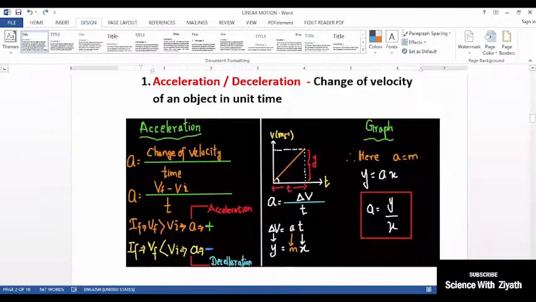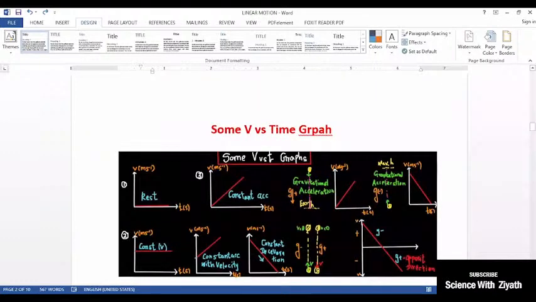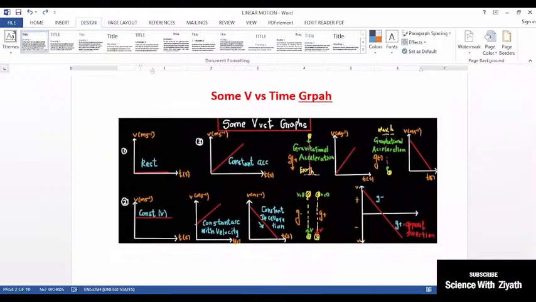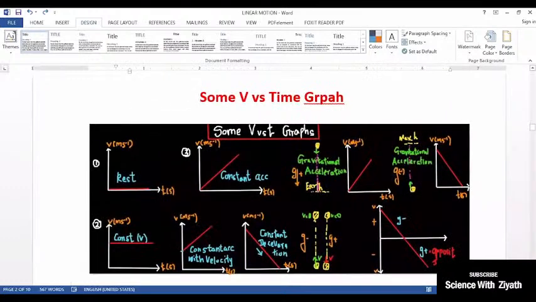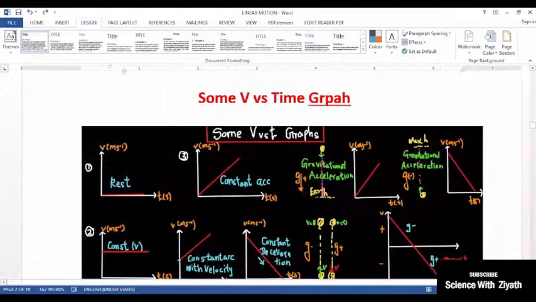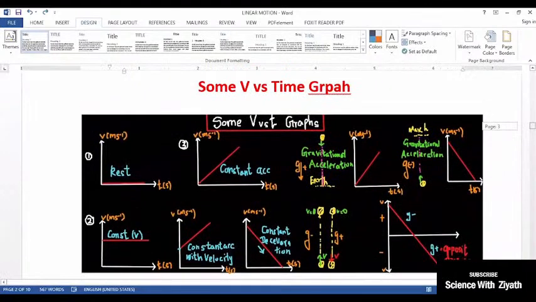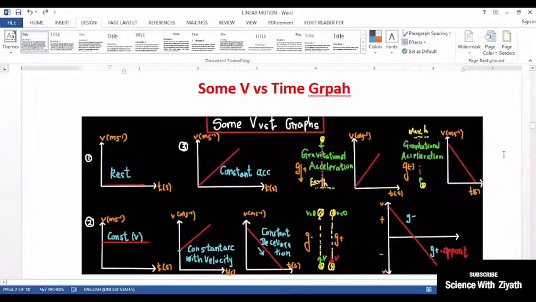Okay, now look. Some of the velocity time graphs are very important. I will send this one, but it should not be shared with anyone. It takes so much time to draw this. It is very clearly shown, so I'll show it. It will be very easy, right?